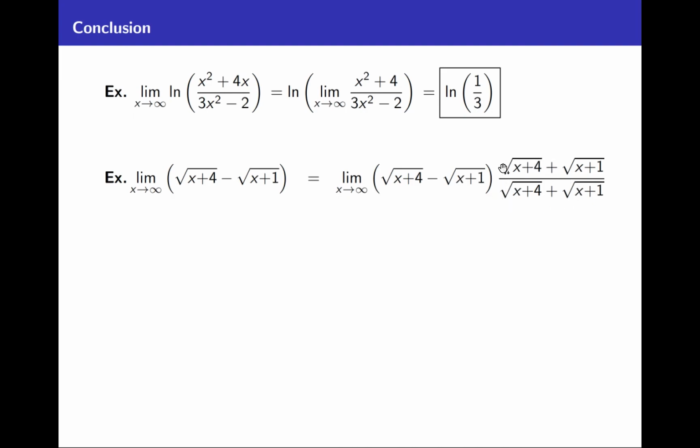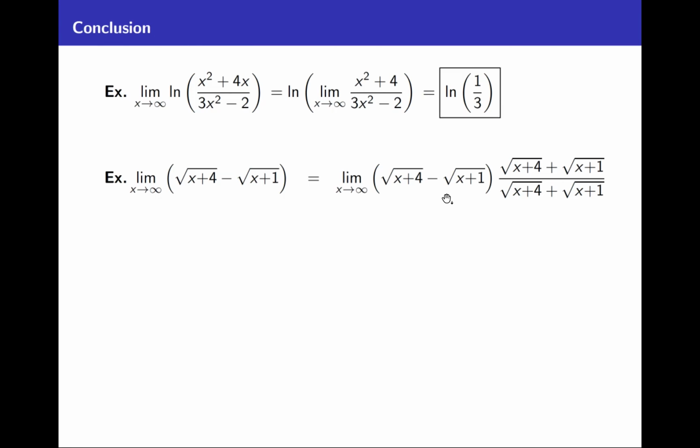Multiply the limit by 1 in the form of the conjugate of this expression. Now that's perfectly harmless. You're just multiplying by 1, so you're not changing anything. The question is whether this gets us anywhere. Let's distribute the top into the parentheses here. The square root of x plus 4 times the square root of x plus 4 is x plus 4. Then you have a square root of x plus 4 times minus the square root of x plus 1. But then you have a square root of x plus 1 times the square root of x plus 4.